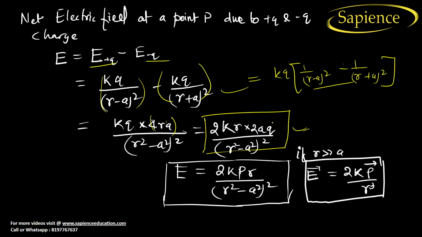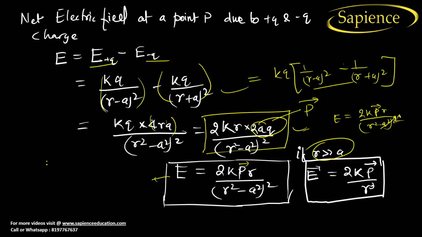Now you know that 2AQ is the dipole moment. And this dipole moment into 2K into R. So here the electric field we are getting is 2KP into R by (R square minus A square) whole square. Now, if A is very small, then it can be 0. So the electric field E is equal to 2KP into R by R to the power 4, which will give R cube. So finally, your answer: the electric field will be E is equal to 2K into dipole moment by R cube.